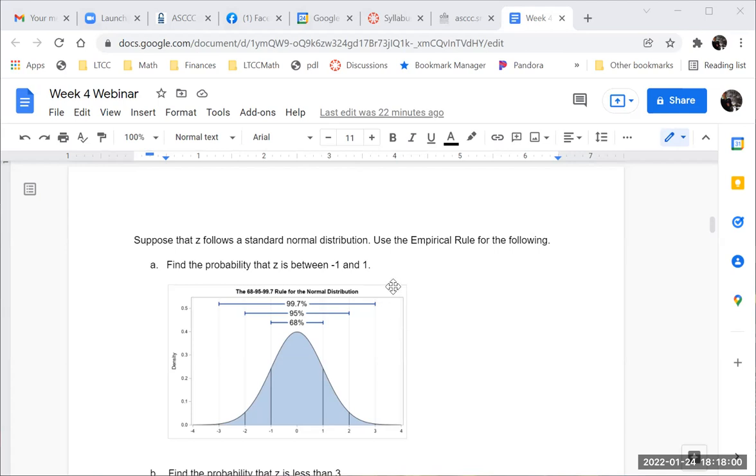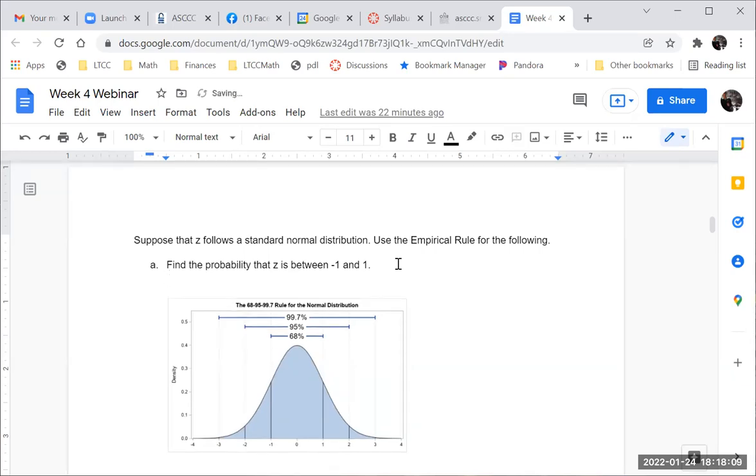Yeah, 68%, or better, is not 68, but 0.68. Probabilities are always between 0 and 1, so it's better to do it that way. So the probability that -1 is less than Z is less than 1 is equal to 0.68. Okay, and that's just from the picture. Any questions on that?